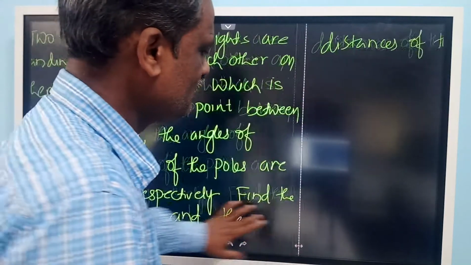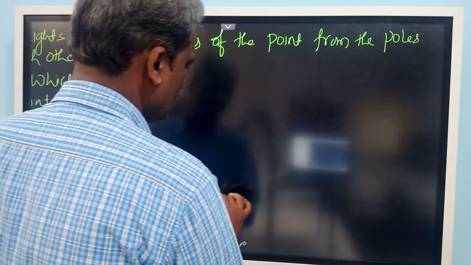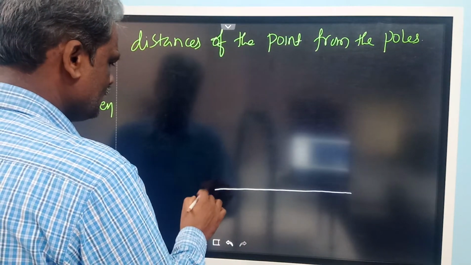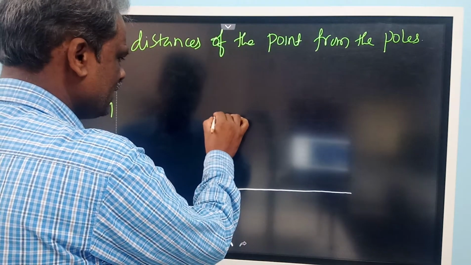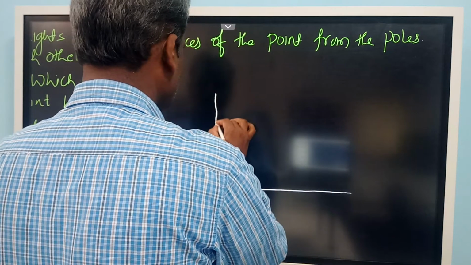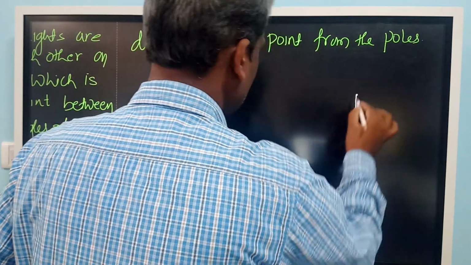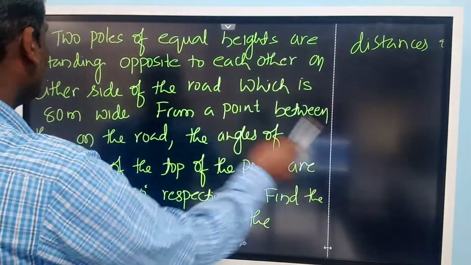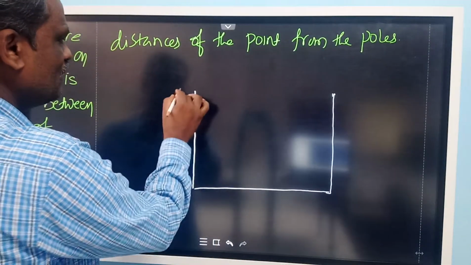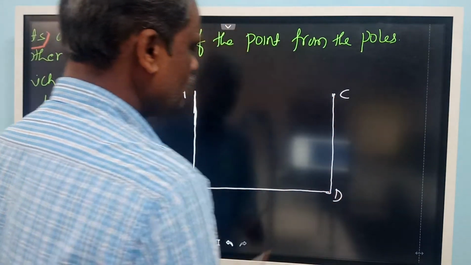So let us take, here is a road. I'm going to draw a diagram. This is a road, the width of the road. On one side of this road there is one pole, and on the other side another pole. You can take these as pole 1 and pole 2. The condition is that the two poles have equal heights. I will take AB as one pole and CD as another pole. So both the heights are equal.